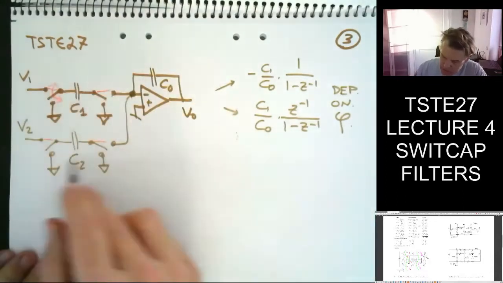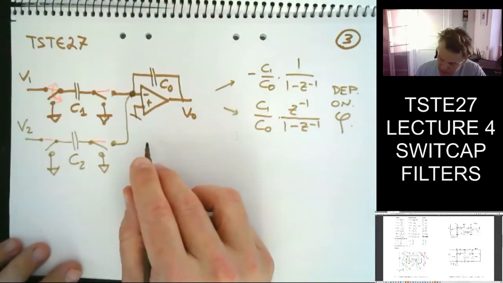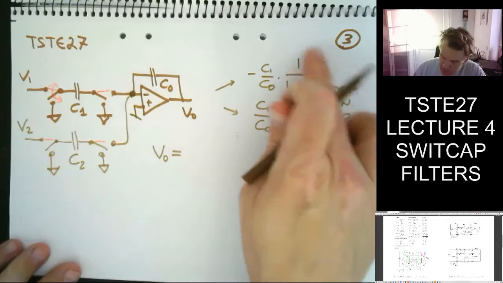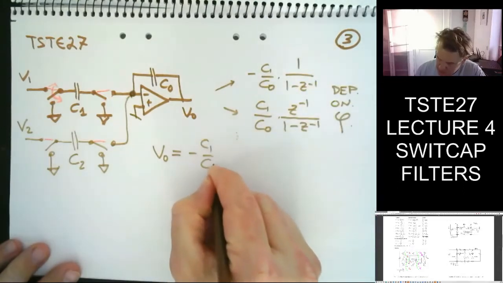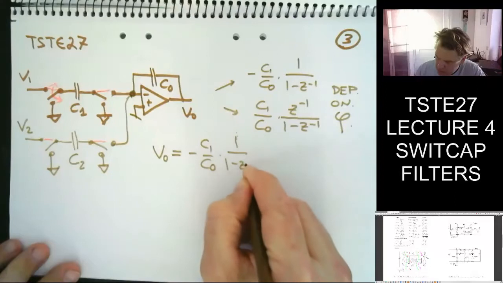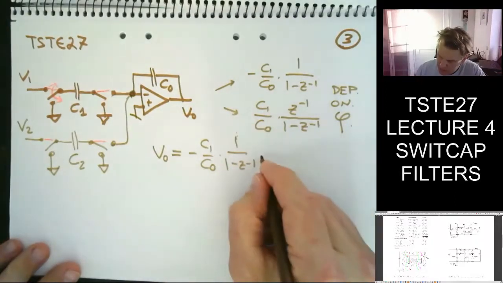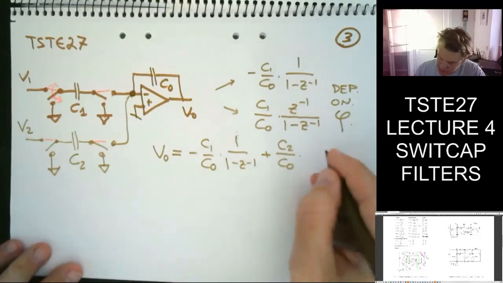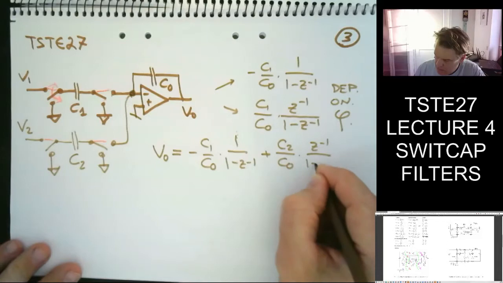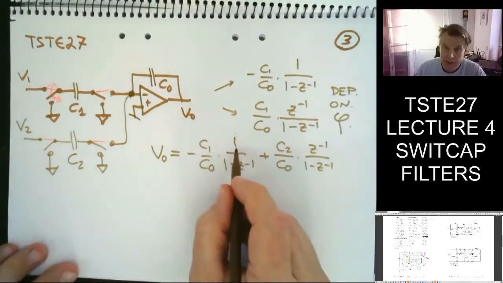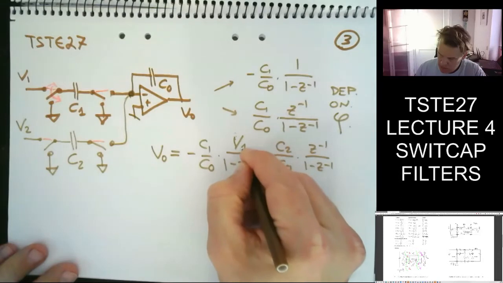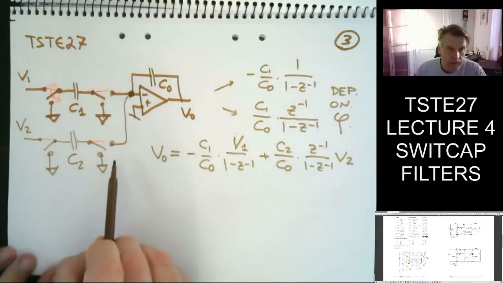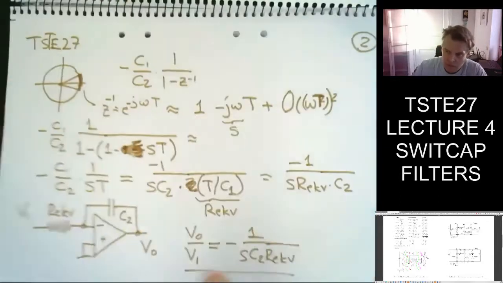And then I get a quite nice way of just summing up the two signals. So for this, I get V0 equal to, say we pick this one, C1 divided by C0, 1 over 1 minus Z to the minus 1, for example. And then I could pick the other one if I like, plus C2 divided by C0 times Z to the minus 1, like this. And then this multiplies with V1, and this multiplies with V2. So it's quite easy, just the way we did in the continuous time domain.